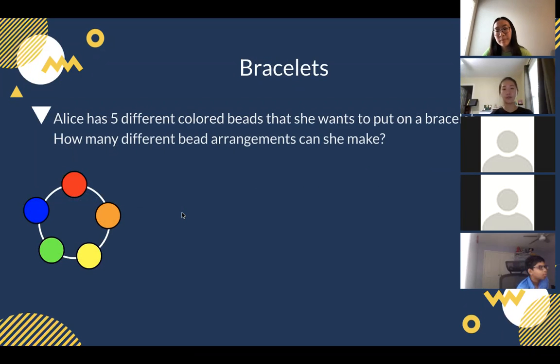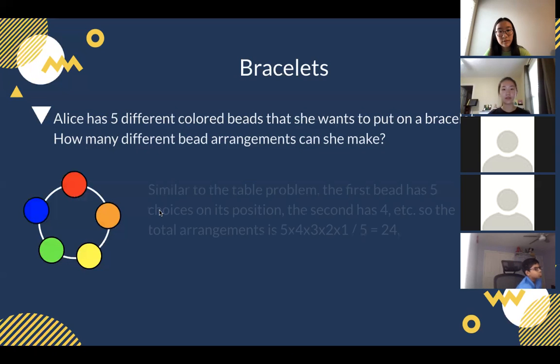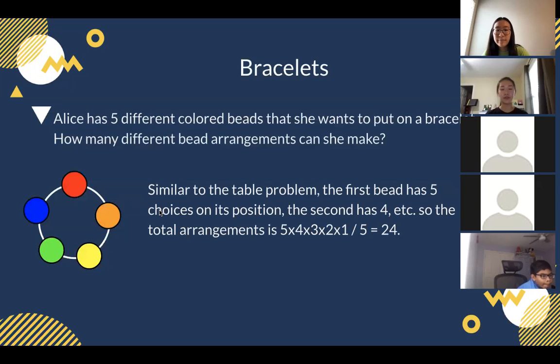Okay, next we're going to look at bracelets, which is pretty similar to tables. So Alice has 5 different colored beads that she wants to put on a bracelet. And this question is asking how many different bead arrangements can she make? And I saw an answer that said 24 in the chat. So if we just think of this like the table problem, the first bead, like the red bead, has 5 choices, the second has 4, and so on and so forth. And then you divide by 5 to account for the rotations. So your answer would be 24.